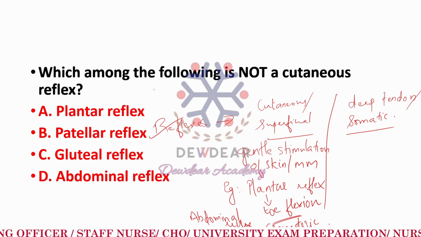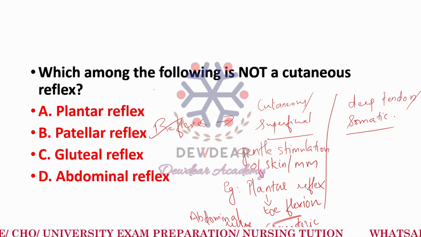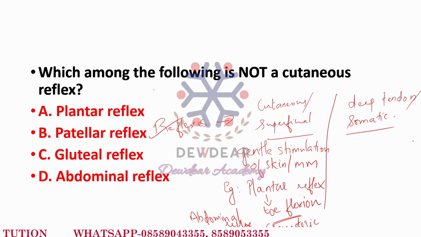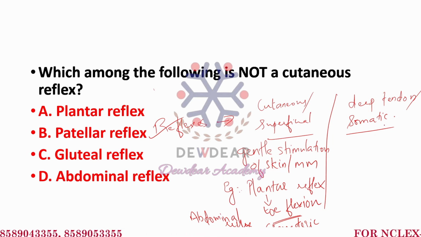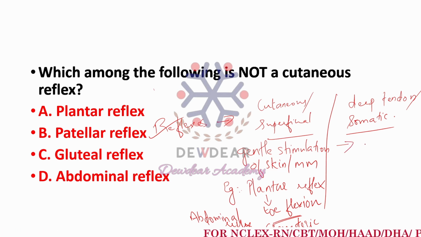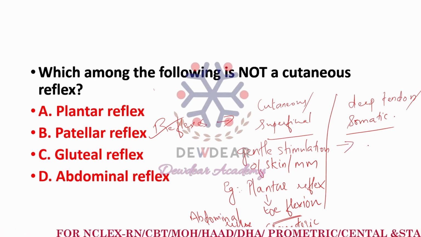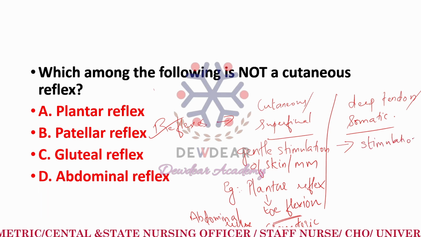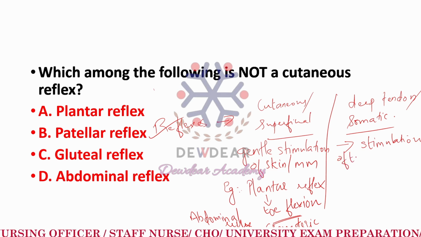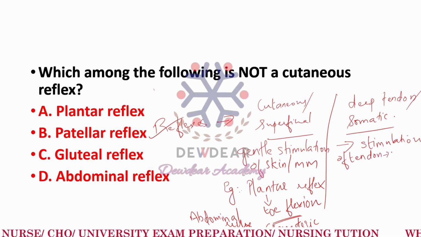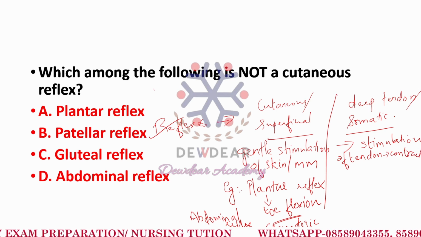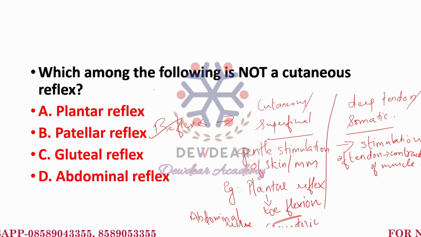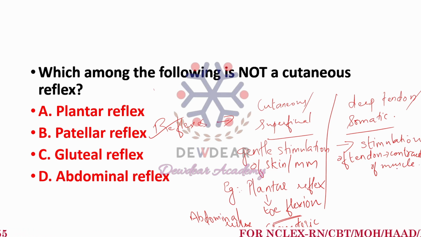Next, we are going to discuss deep tendon reflexes, or somatic reflexes. These reflexes involve the stimulation of tendons, and stimulation of a tendon leads to contraction of the corresponding muscle. They are mediated by the spinal cord, and they are used to assess the integrity of the central nervous system and the peripheral nervous system.